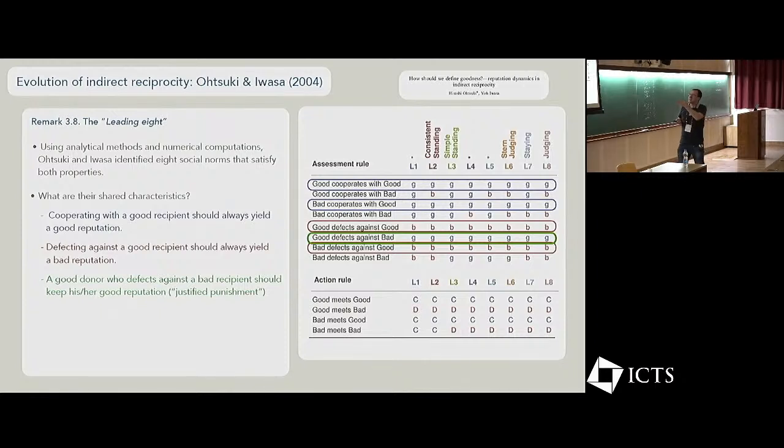All right, and the last component is the one that we just talked about. It needs to be true that if a good donor defects against a bad recipient, it doesn't harm the good donor's reputation.